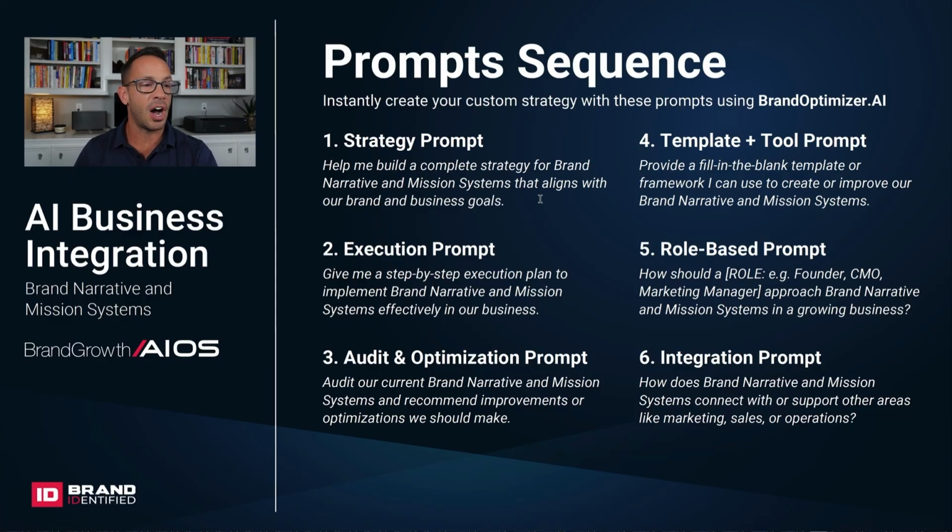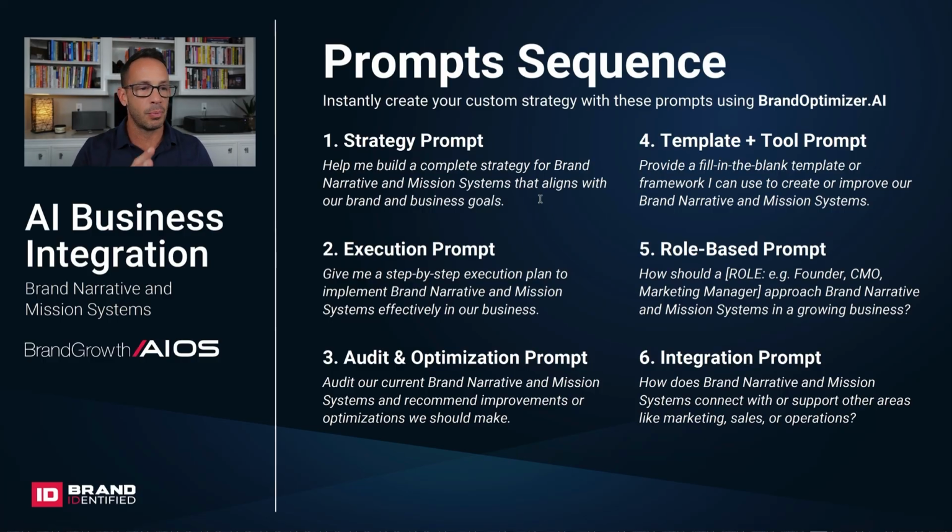Prompt number 3 is the audit and optimization prompt: audit our current brand narrative and mission systems and recommend improvements or optimizations that we should make. Prompt number 4 is a template and tool prompt: provide a fill-in-the-blank template or a framework that I can use to create or improve our brand narrative and our mission systems. Prompt number 5 is a role-based prompt. You're going to input your title or role within your organization. So, for example: how should a founder, CMO, or marketing manager approach brand narrative and mission systems in a growing business?